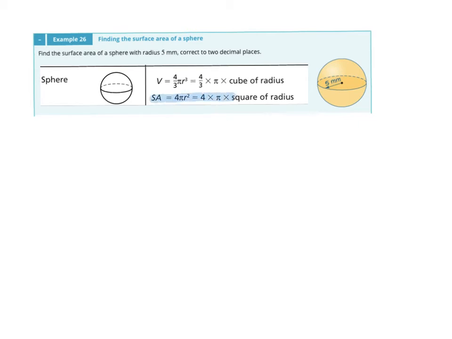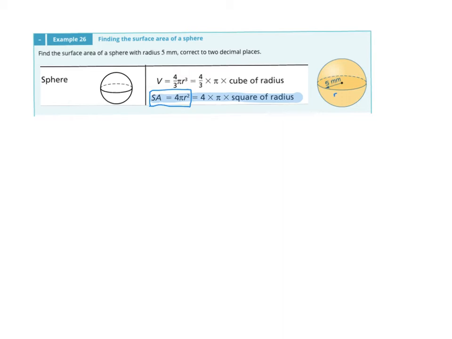Okay, so here we might get asked to find the surface area of a sphere. Here's the formula down here. Once again, you're just really using this bit. This is for the sphere, and we need to use the radius. They've given me the radius up there in my question.